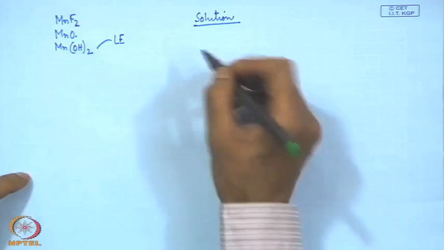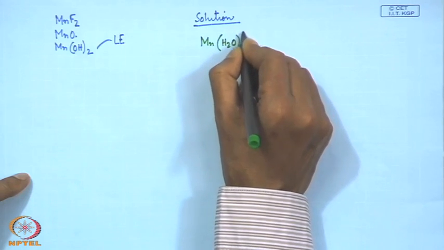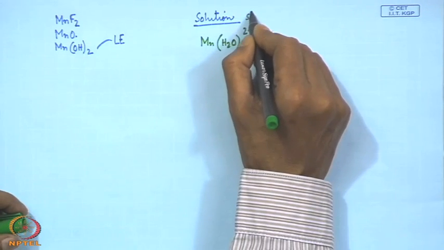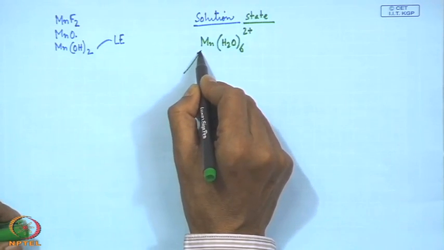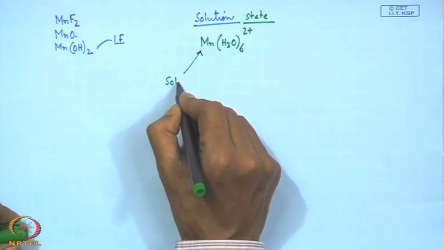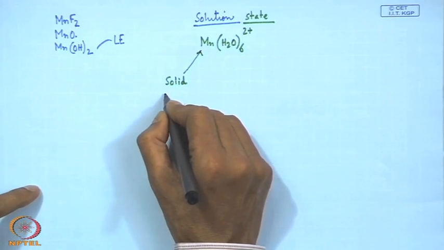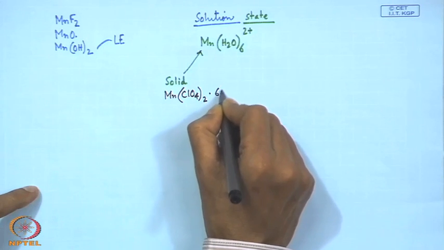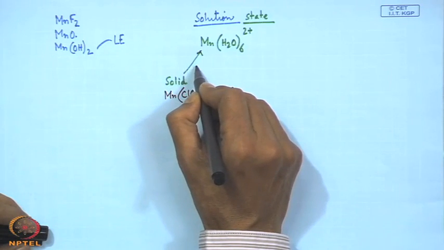another thermodynamic parameter is very important when we look at the corresponding interaction, that means the formation of the manganese hexa-aqua species, where manganese is present in the bivalent state. So, in the solution state, we get these interactions when we have, say, solid manganese chloride or manganese nitrate or manganese perchlorate in our hand. If we have manganese perchlorate with some water of crystallization, and this solid we are dissolving in water.